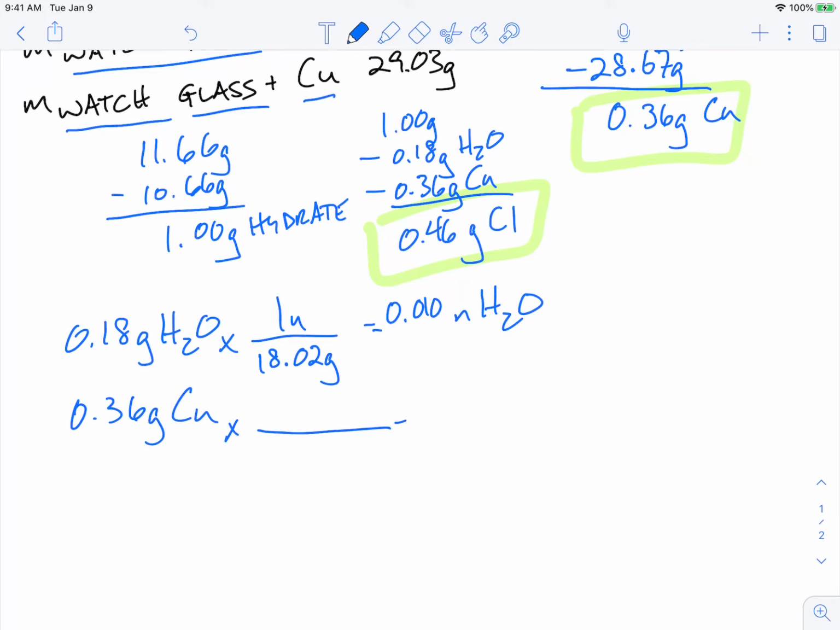Okay, convert it into moles. And for my molar mass of copper, 63.55 grams of copper for every 1 mole. So 0.36 divided by 63.55. With 2 sig figs, we're going to get 0.0057 moles of copper.